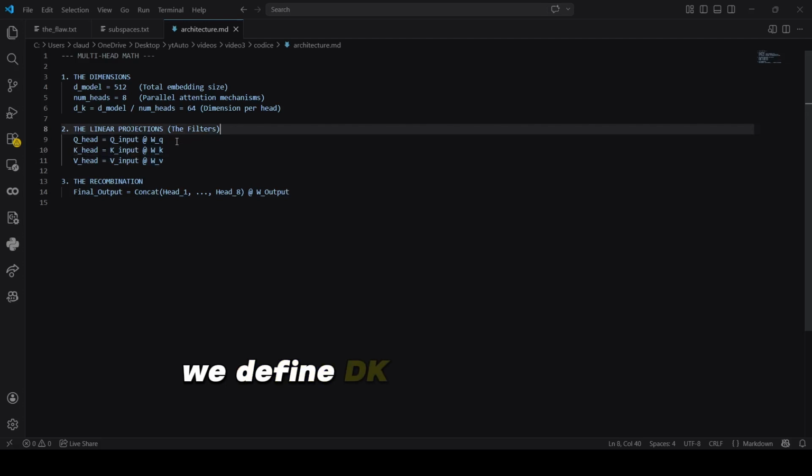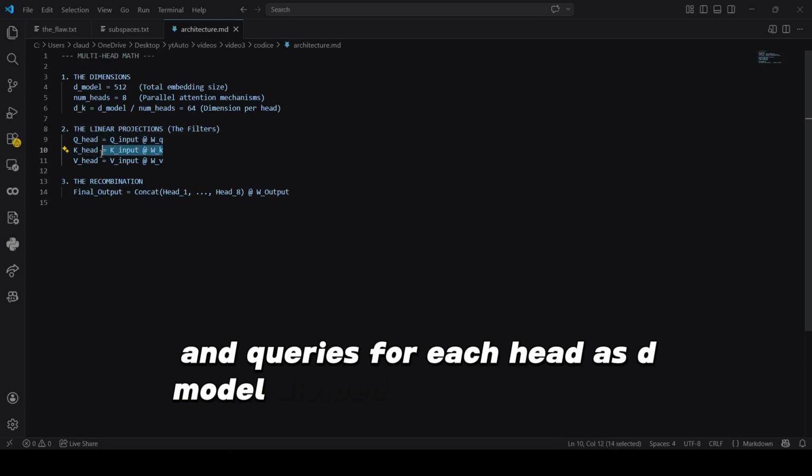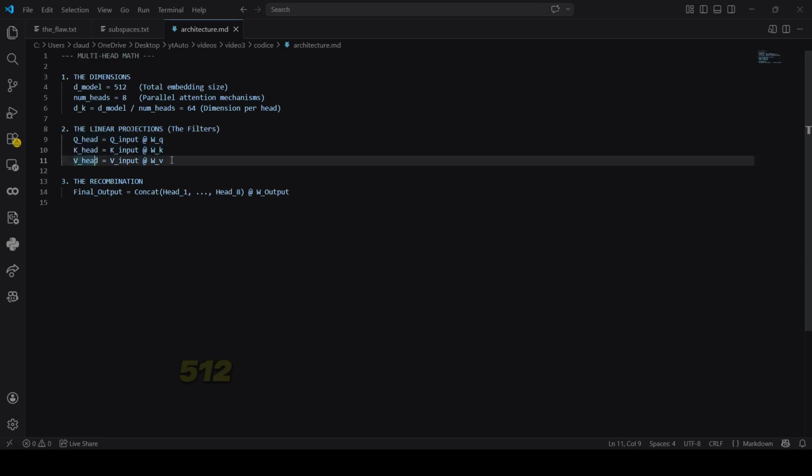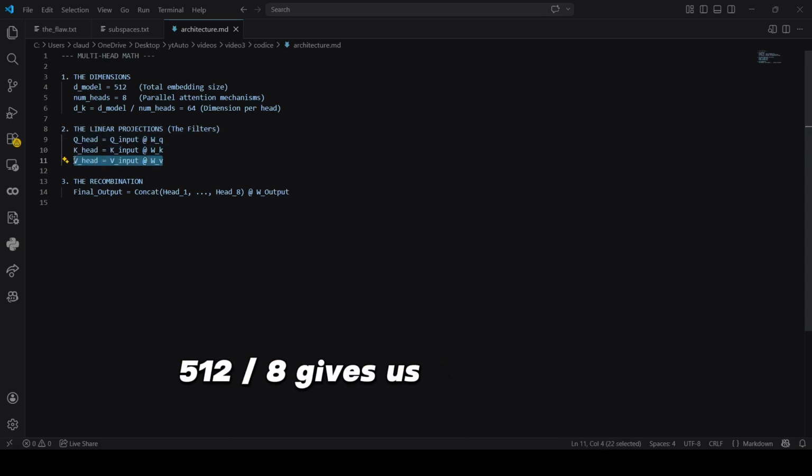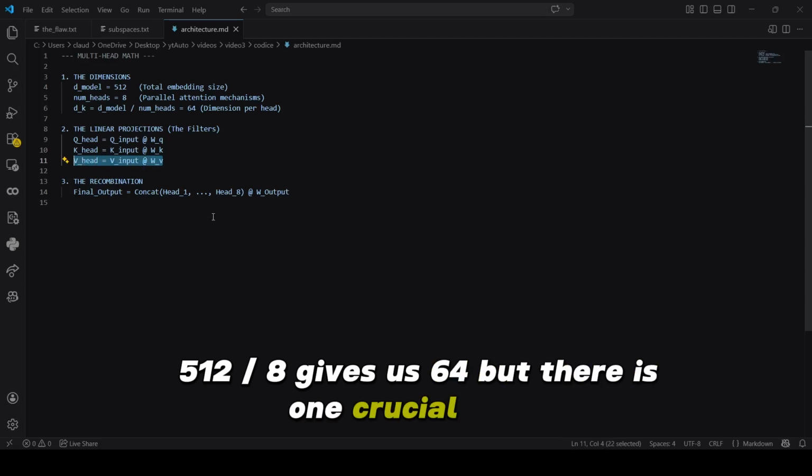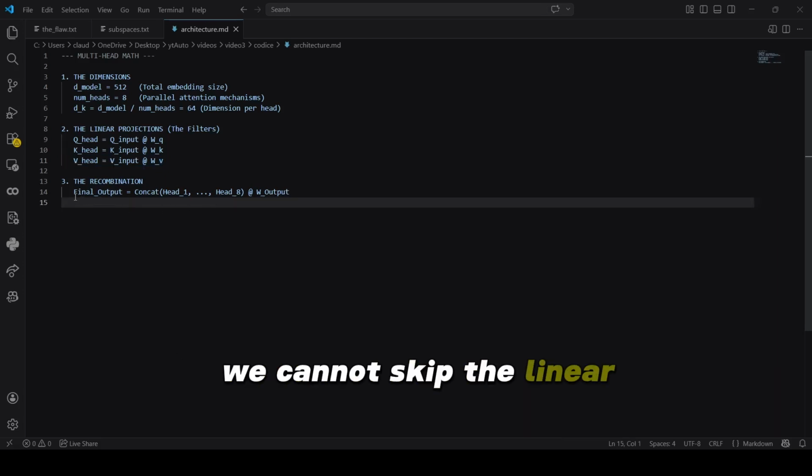We define d_k, the dimension of the keys and queries for each head, as d_model divided by the number of heads. 512 divided by 8 gives us 64. But there is one crucial detail we cannot skip: the linear projections.